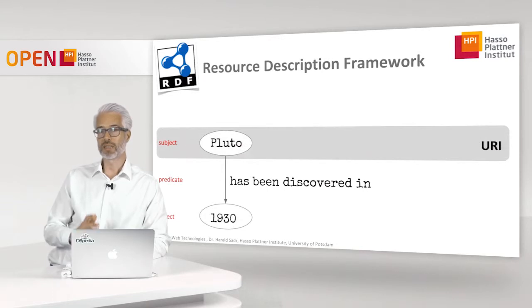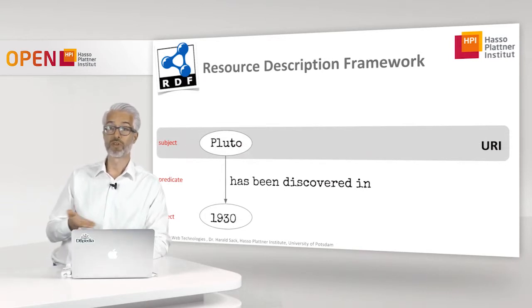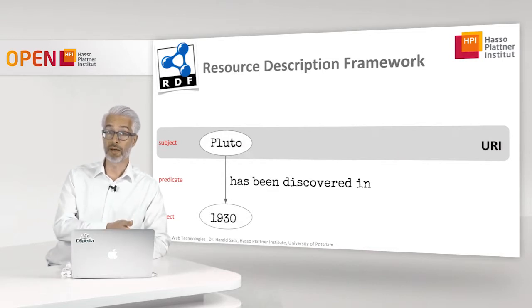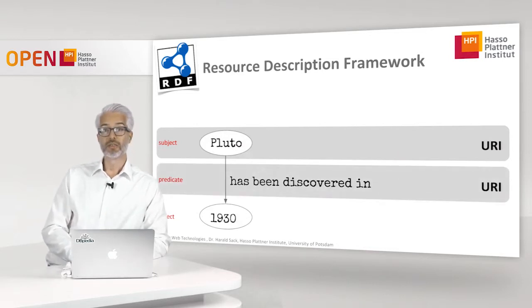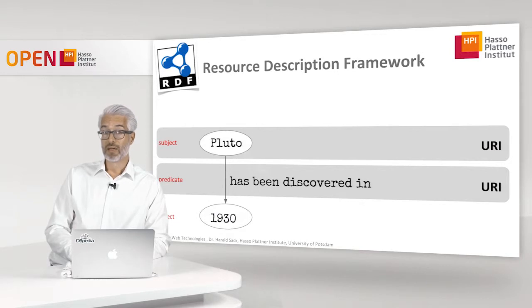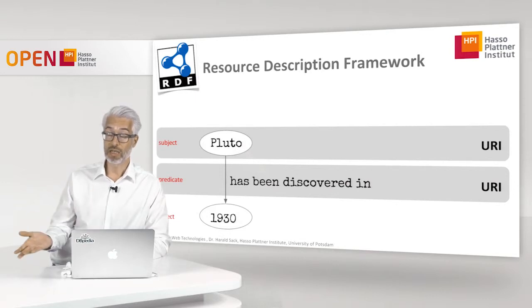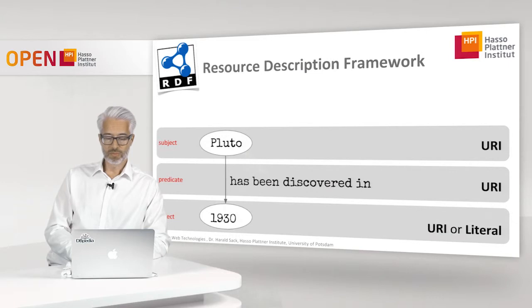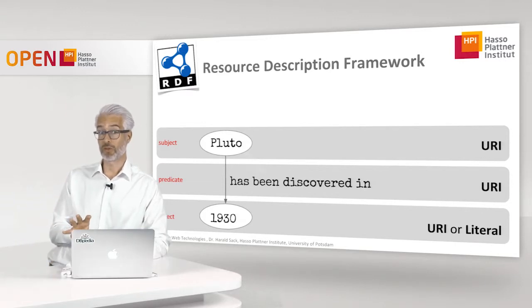So what we can do, of course, is express the subject, planet Pluto, with a URI, for example, with a URI we know from DBpedia. Then, of course, we could also express the predicate, or the property, has been discovered in, by using a vocabulary which can be addressable and accessible via the web with the help of a URI. And then we have the value, the object 1930, which might be represented then as a URI if I talk about other resources, or as a literal, which might be here, for example, a character string or a value or a date. So URIs and literals here are the basic building blocks of RDF.